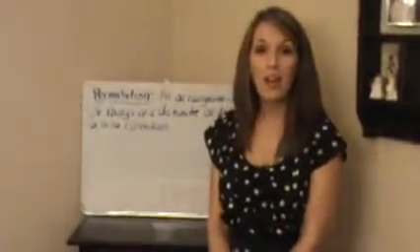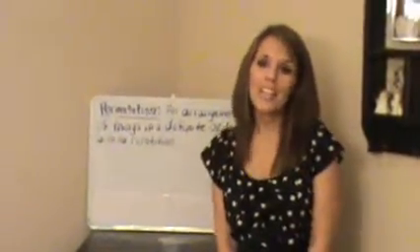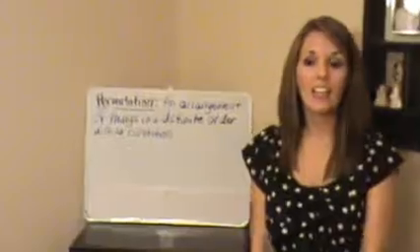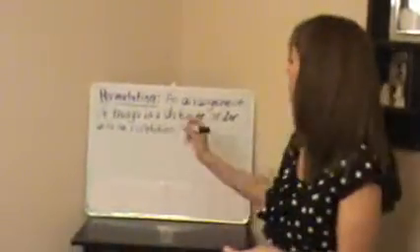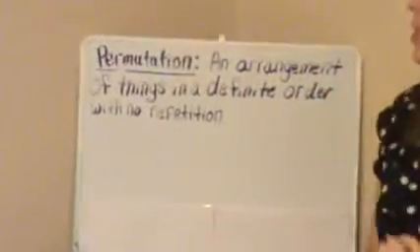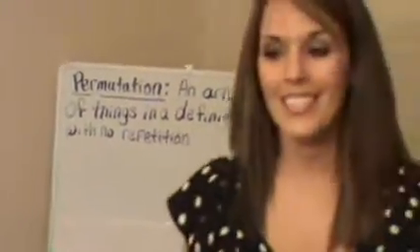Okay, today we're going to learn about a permutation. A permutation is just an arrangement of a set of things in a certain order. So, an arrangement of things in a definite order and no repetition.